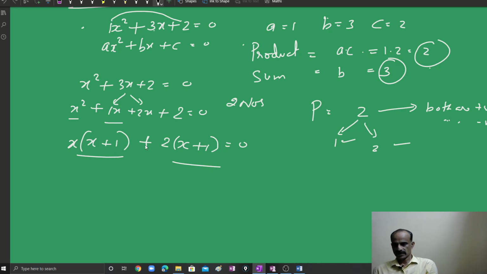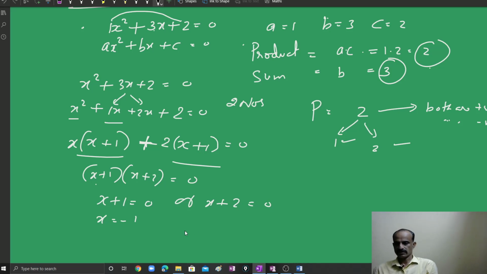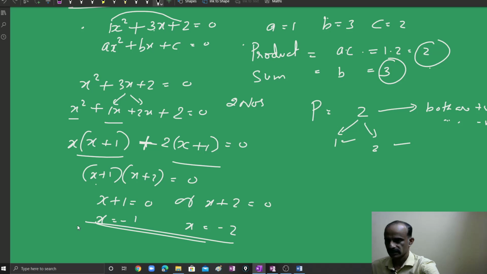Now when you look at it, there are two terms connected by a plus symbol. In these two terms something is common. What is common? x + 1 is common. We take that outside. What remains? x + 2 = 0. So the product of two things is 0, that is x + 1 is equal to 0 or x + 2 = 0. In short, x is equal to -1 or x is equal to -2. That is the method of solving.